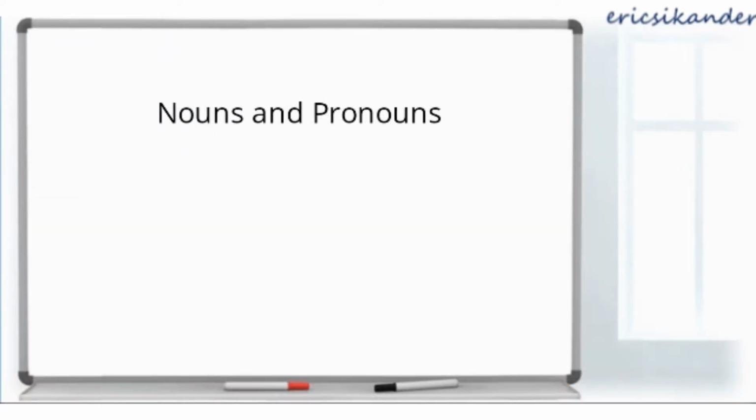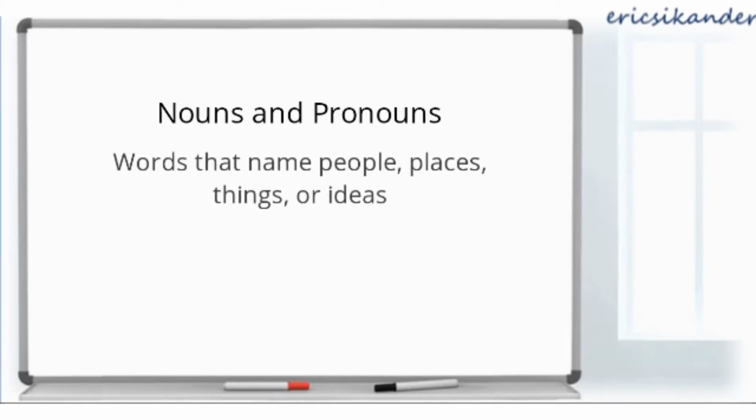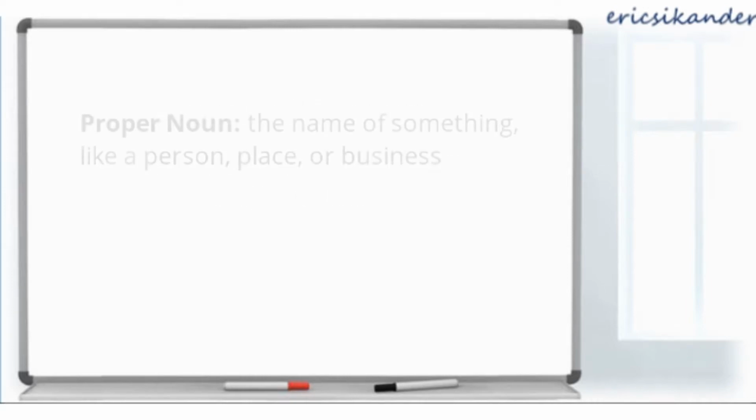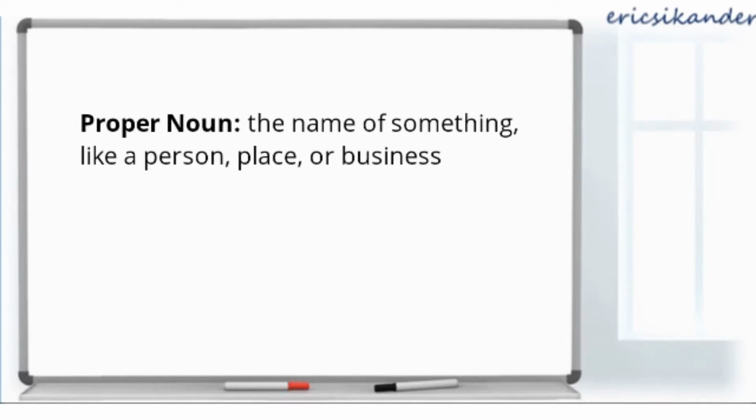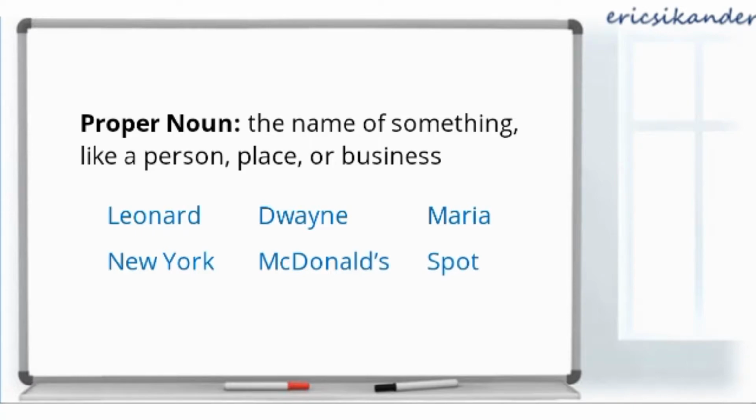Nouns and pronouns are words that name people, places, things, or ideas. One kind of noun is a proper noun. That's the name of something, like a person, place, or business. My name is Leonard. That's a proper noun. So are Dwayne, Maria, New York, McDonald's, and Spot. A proper noun starts with a capital letter.